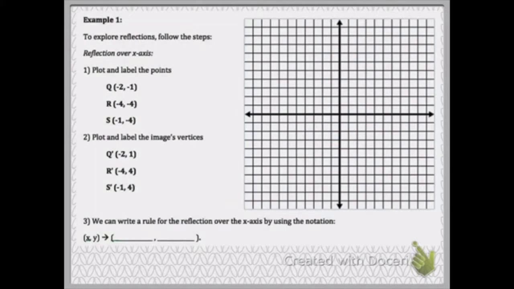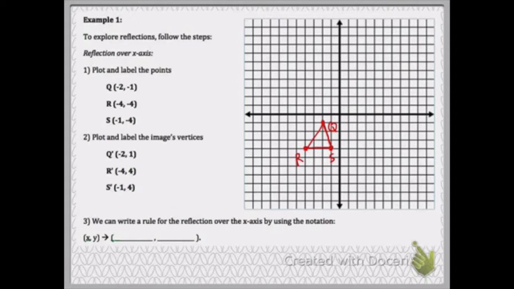Reflections, like with translations, any kind of transformation, we need an image to transform. So the first thing we're going to do here is create an original for example 1 for reflections. So step 1 to reflect over the x-axis is to get an original shape. So you're going to plot the points Q, R, S. Go ahead and plot those, check in on Edpuzzle, and then we'll continue. So we've got ourselves a little triangle QRS. Hopefully your triangle looks the same.